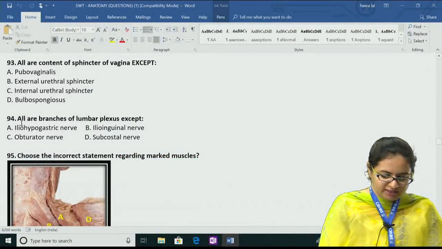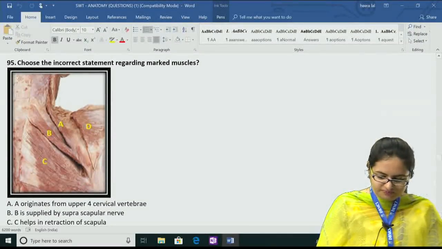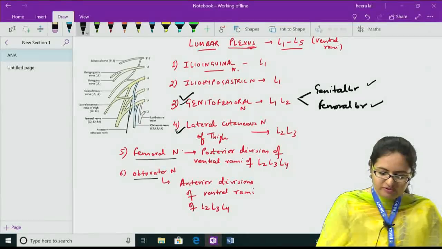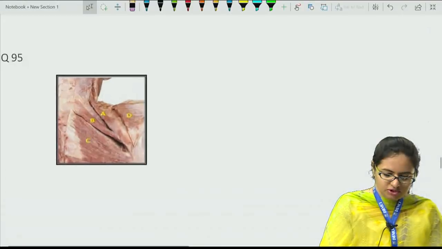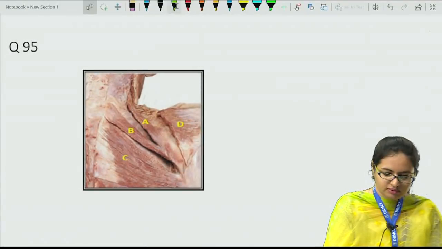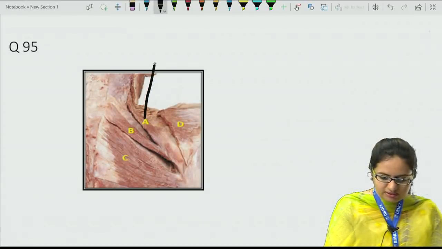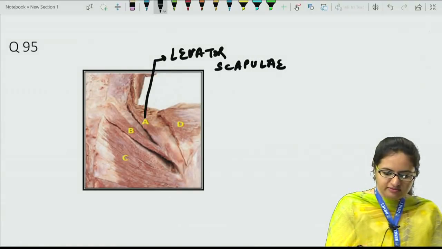So for question number 94, the answer is D. Now we come to question number 95. In this, first of all, we will identify all these muscles. The muscles which have been shown over here, the A muscle is the levator scapulae.